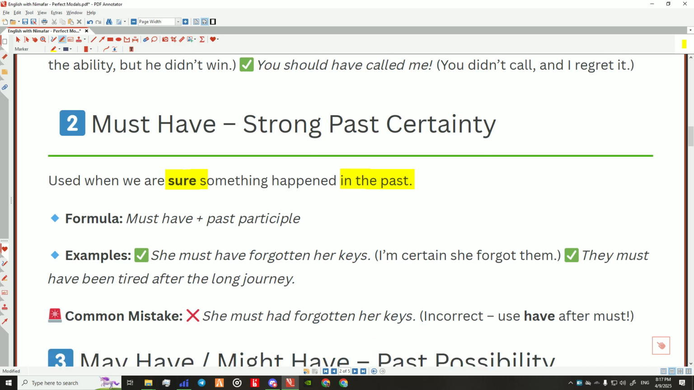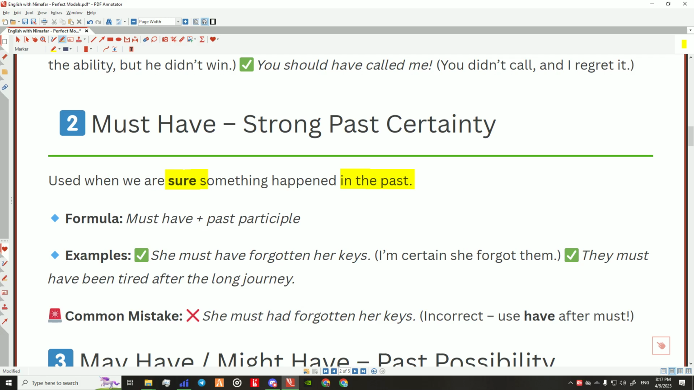Some basics. For example, she must have forgotten her keys. I am certain, I am sure that she forgot them. They must have been tired after the long journey. You are sure that, for example, they were tired after that long journey.